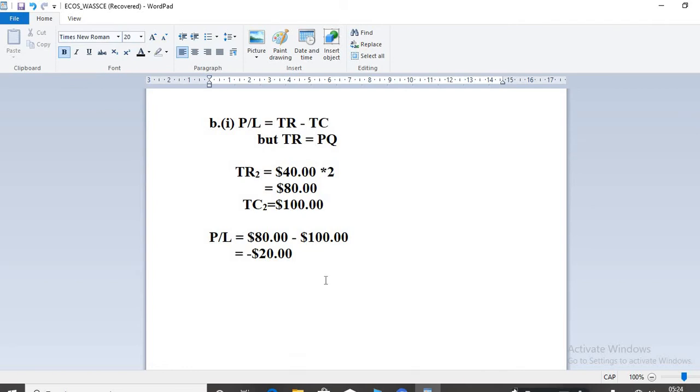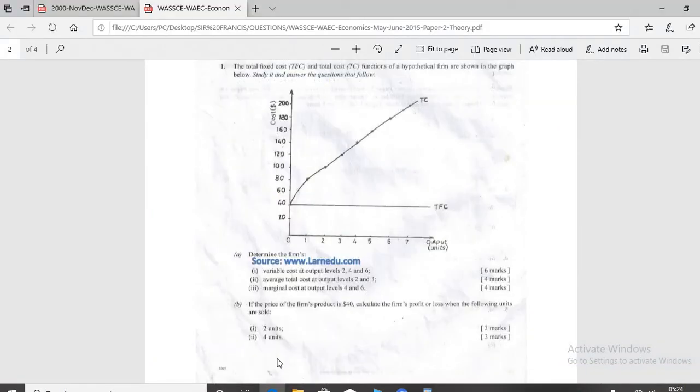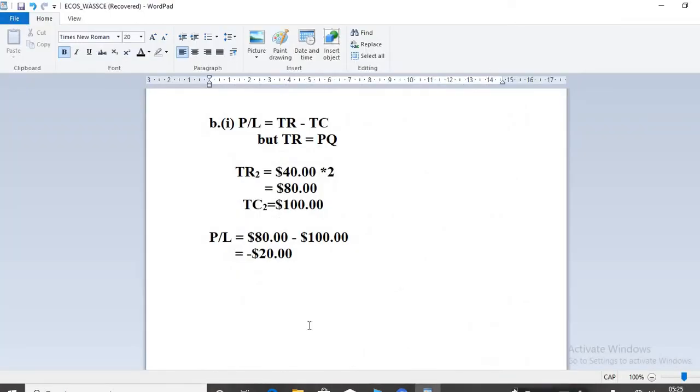We are done with the I aspect of it. So let's move on to the other one, which is the II, when the company is able to sell 4 units. So here we are having II.